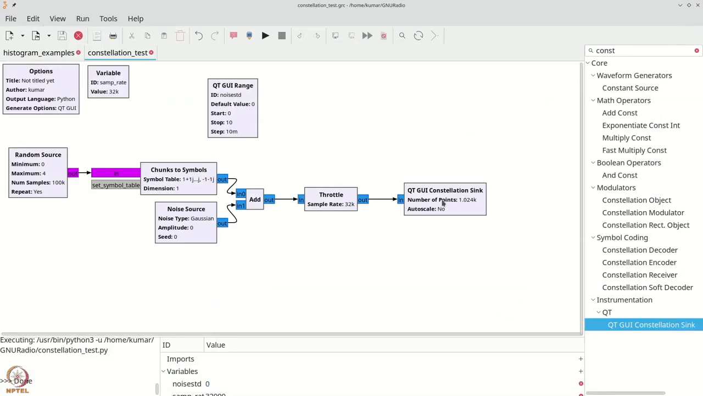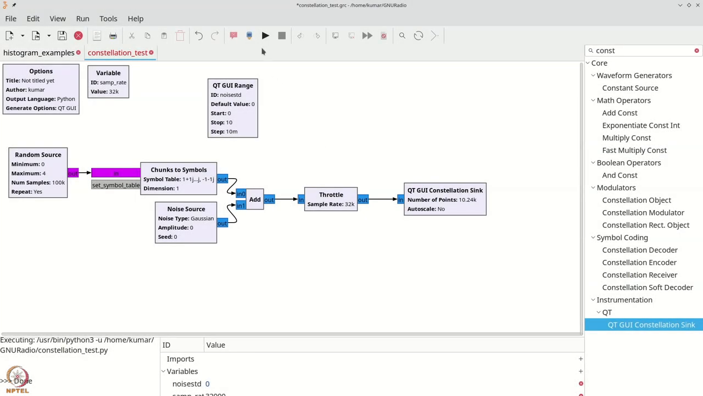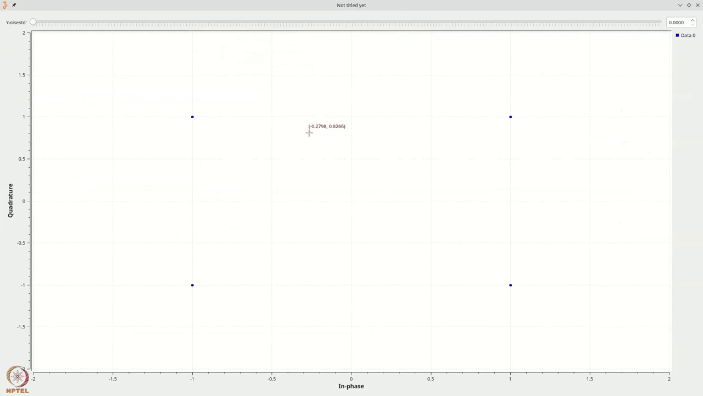If I double click the QT GUI constellation sink, one thing that you can see is that the number of points is 1024. We can actually make it 10240 just to add a little more density to our constellation. We can make the grid and we can also auto scale it. Auto scale will not keep because we have the X and Y axis correct. Now let us execute this flow graph.